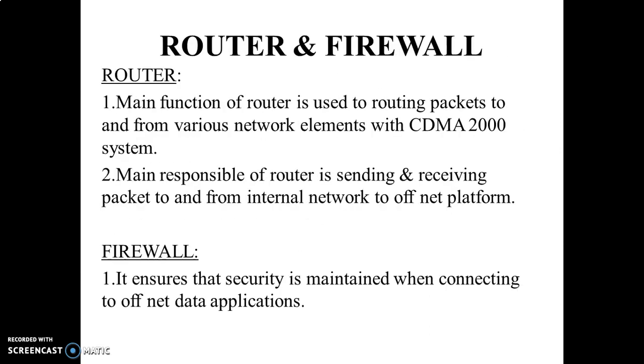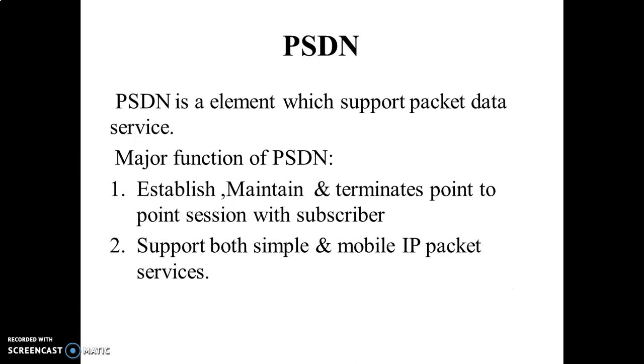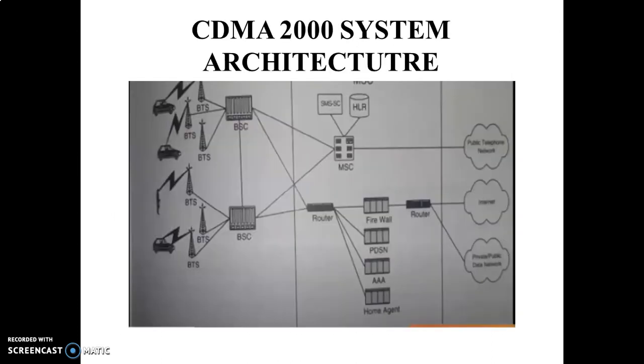From the architecture diagram, we discussed all the components involved in the CDMA 2000 system architecture, and what the purpose and function of each are. It is connected to the public telephone network, then to the internet, then to the private public data network. So these are the components involved in it.